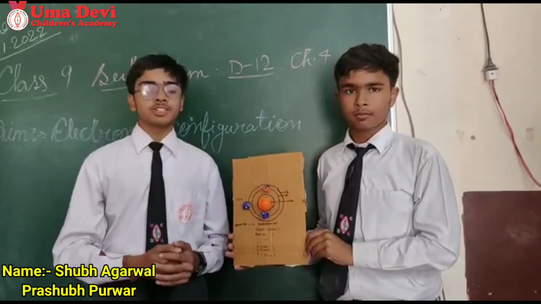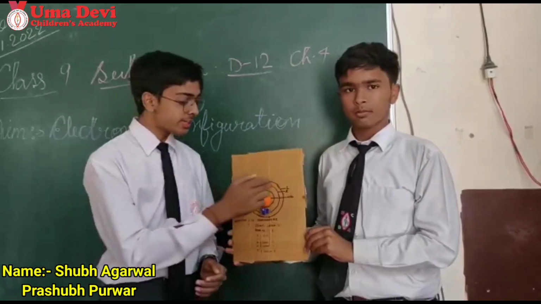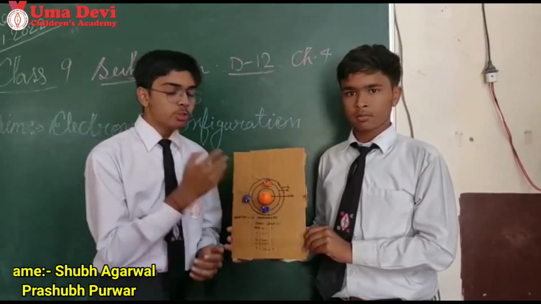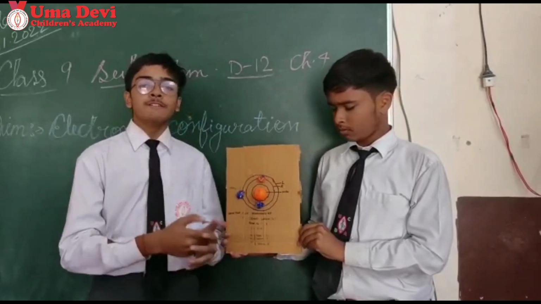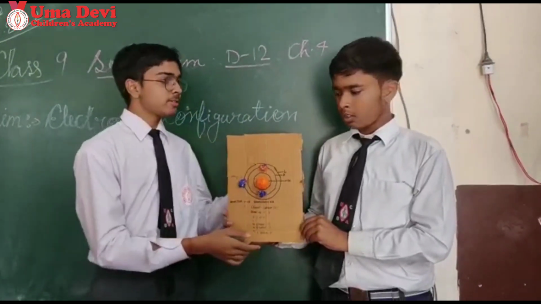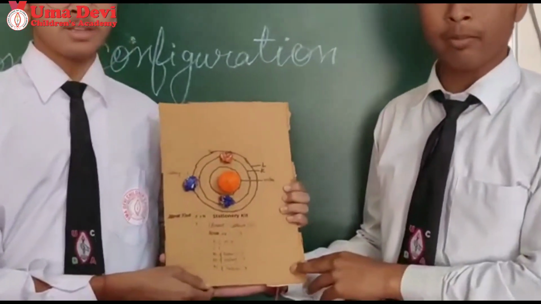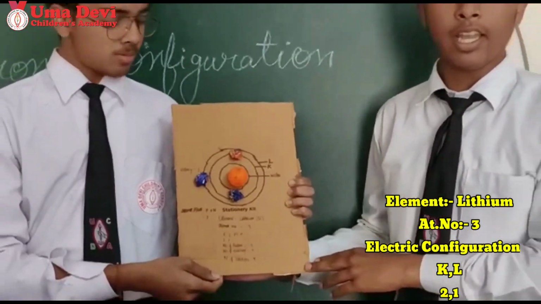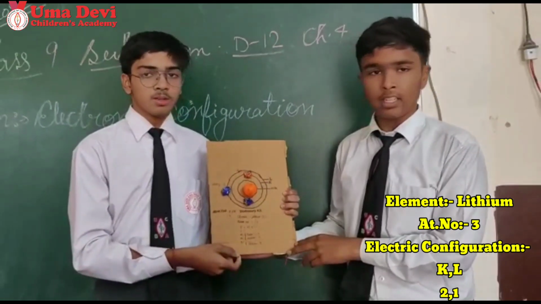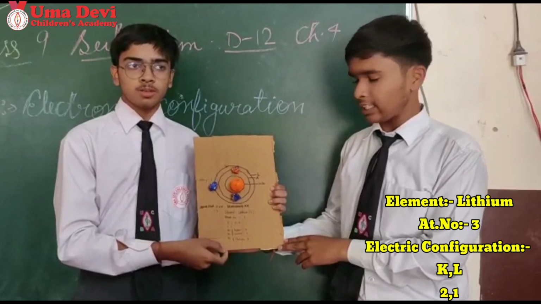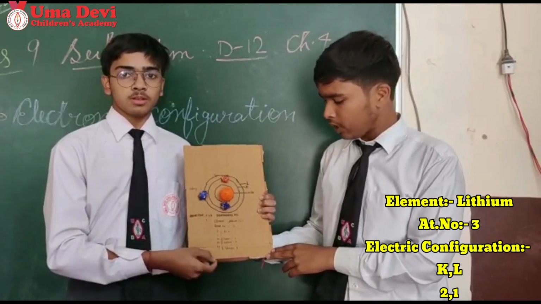This is the atomic structure of lithium, which has 2 shells, K and L. This is the nucleus, and these are the electrons which revolve around the nucleus. So our element name is lithium. Its atomic number is 3, and it has 2 shells, K and L. K shell has 2 electrons, and second shell L has 1 electron.